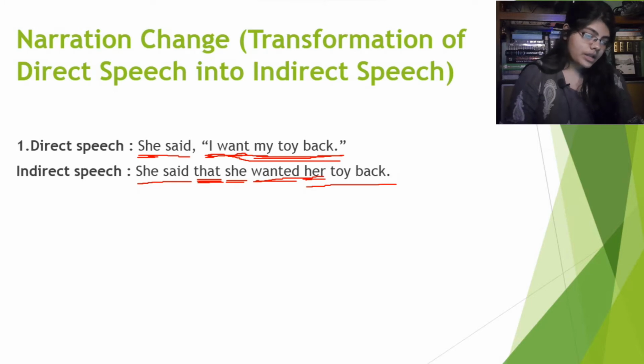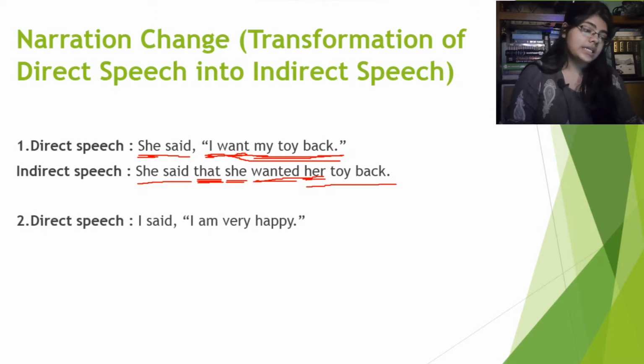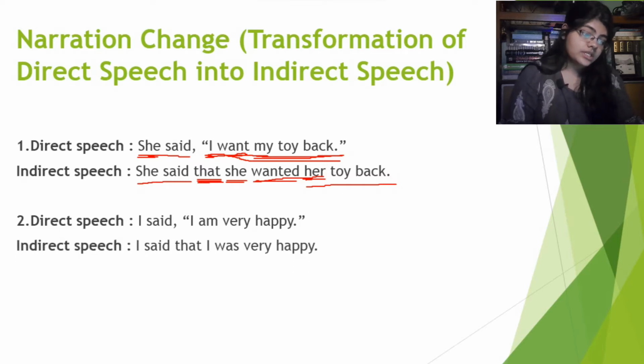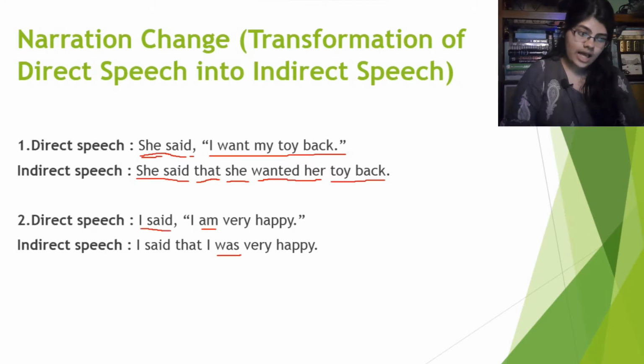Understand? Now for the next example, the direct speech is, I said, I am very happy. Which will be the indirect speech? I said that I was very happy. Again guys, why the am is changed into was, I will tell you that in the next segment of the video. Otherwise, you understand the rest of it. I said, comma will be replaced by that. I am very happy will be I was very happy.